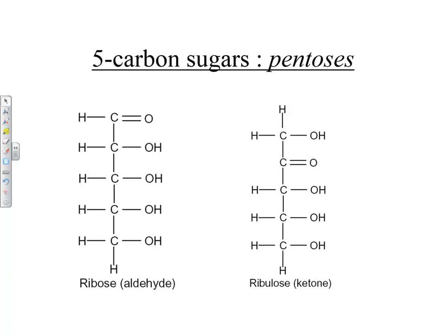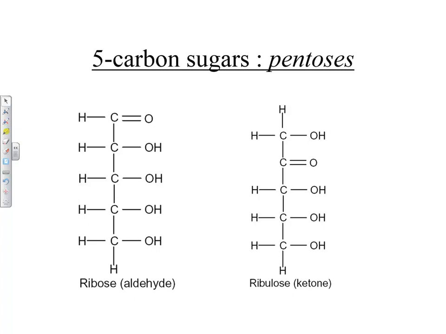Of particular interest to us from the point of view of molecular biology are the 5-carbon sugars and the 6-carbon sugars. Here you had CH2O and then N could be any number. If N is 5, that's a 5-carbon sugar, or what is called a pentose. If N is 6, then that would be a 6-carbon sugar, or hexose.